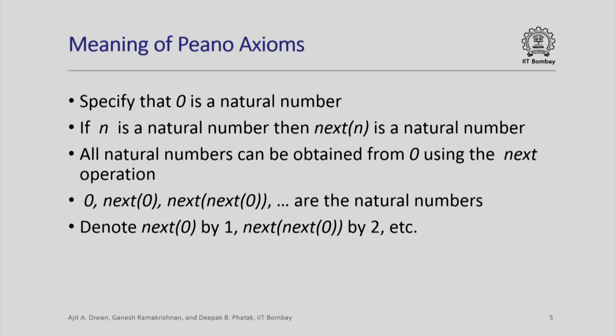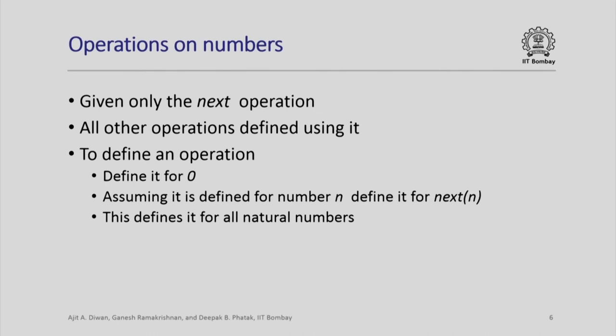And these are the only values that will get generated if you start from 0 and keep applying the next operation. And how do you define operations and numbers? We are only given the next operation. That is part of our definition of natural numbers. For every number n, there is a next n which generates another number. Any other operation on numbers can be defined using it.